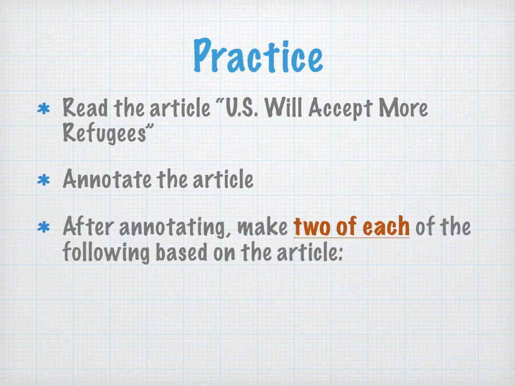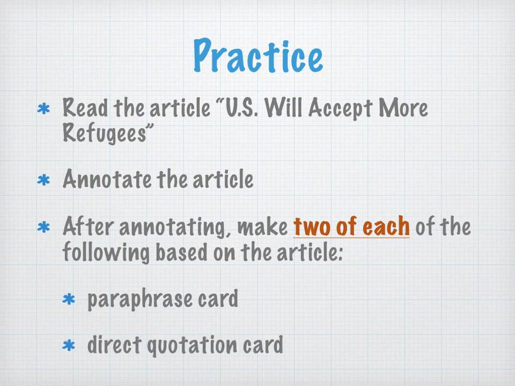After annotating, I would like you to make 2 of each of the following cards based on the article. This means you're going to have a total of 4 sample cards. You're going to create 2 paraphrase cards and 2 direct quotation cards. These should be pieces of information that are significant from the article. All right, so I'm going to let you try it. If you have any questions, please send me an email.